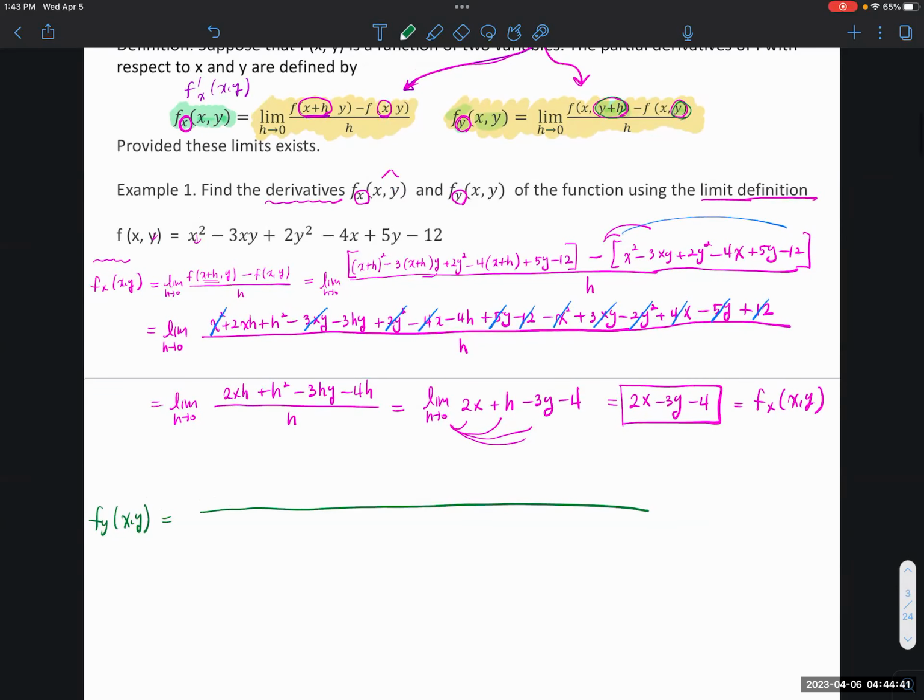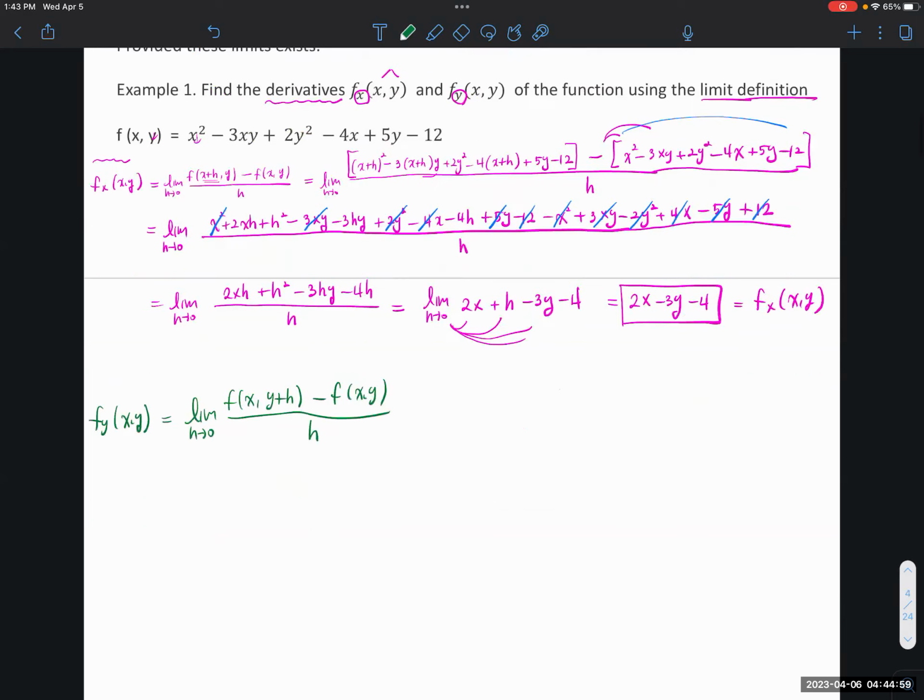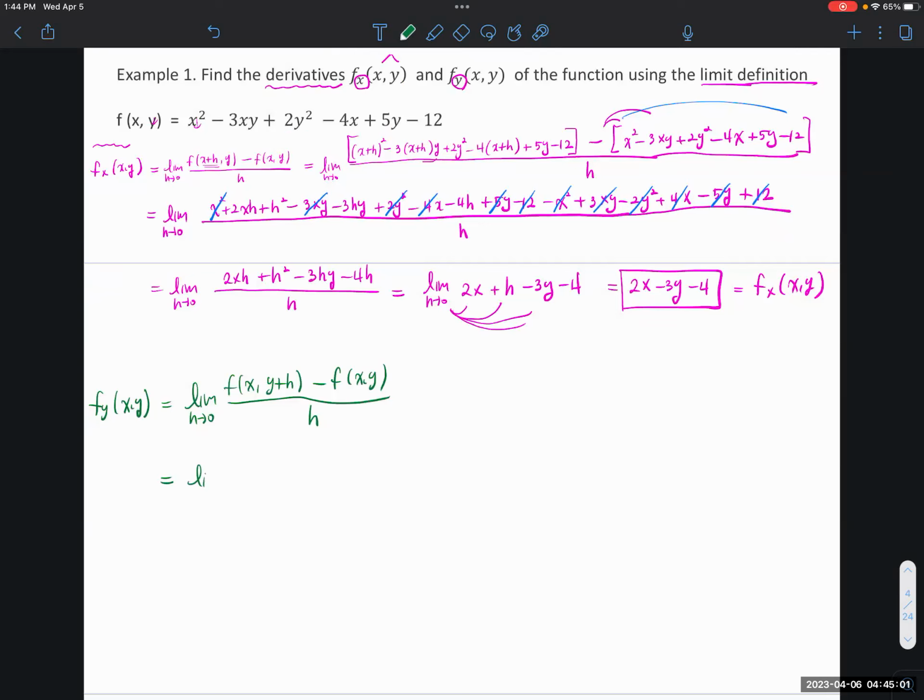So everything is going to be changed. If you want, I can write every formula one more time. The limit of f(x, y+h) minus f(x, y), right? That's the formula. So what happened? Every y is going to change, because that's y plus h.